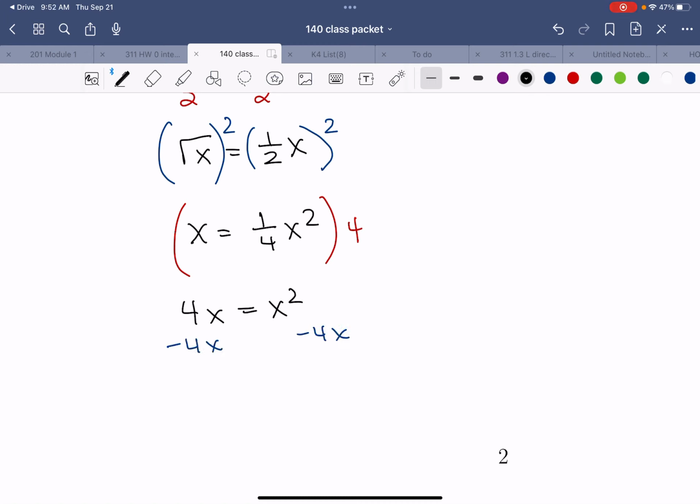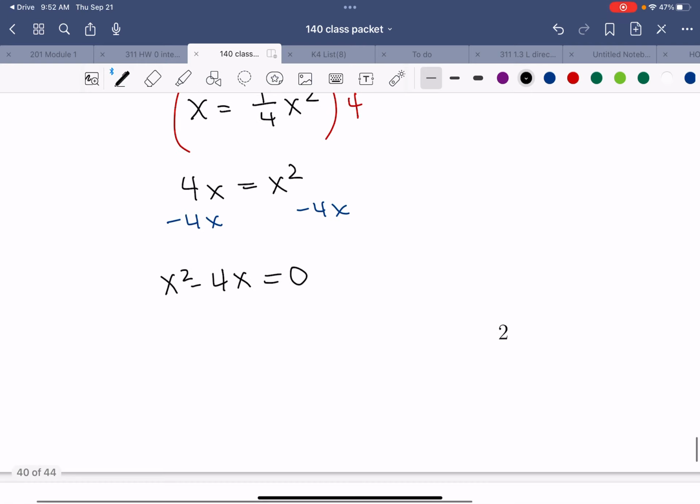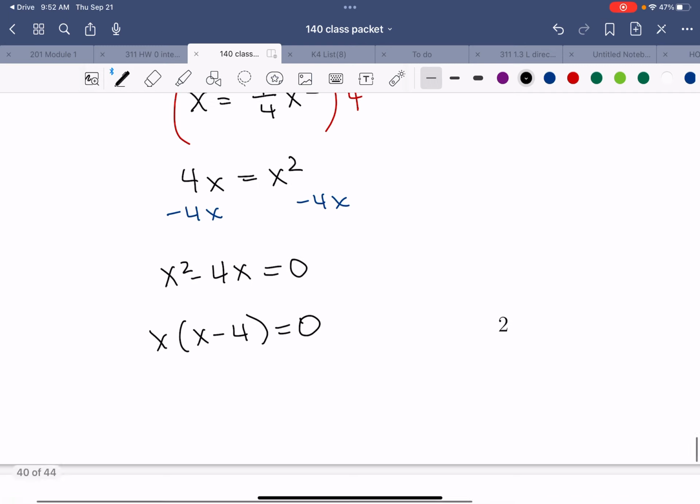But I'm also going to flip it around. So that'll make it x squared minus 4x equals 0. And now I can factor. These two have an x in common. When I take it out, I have x times x minus 4 equals 0.